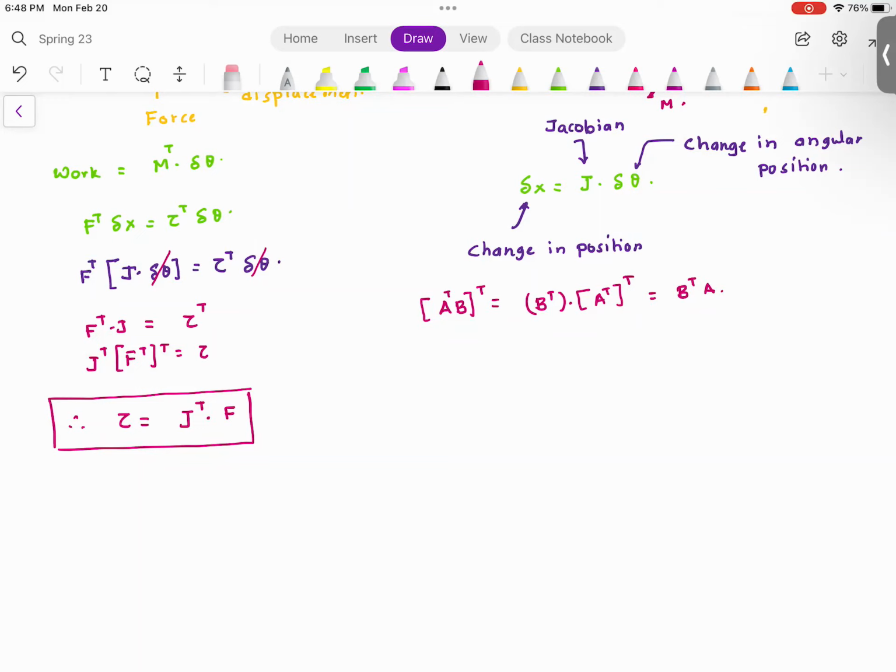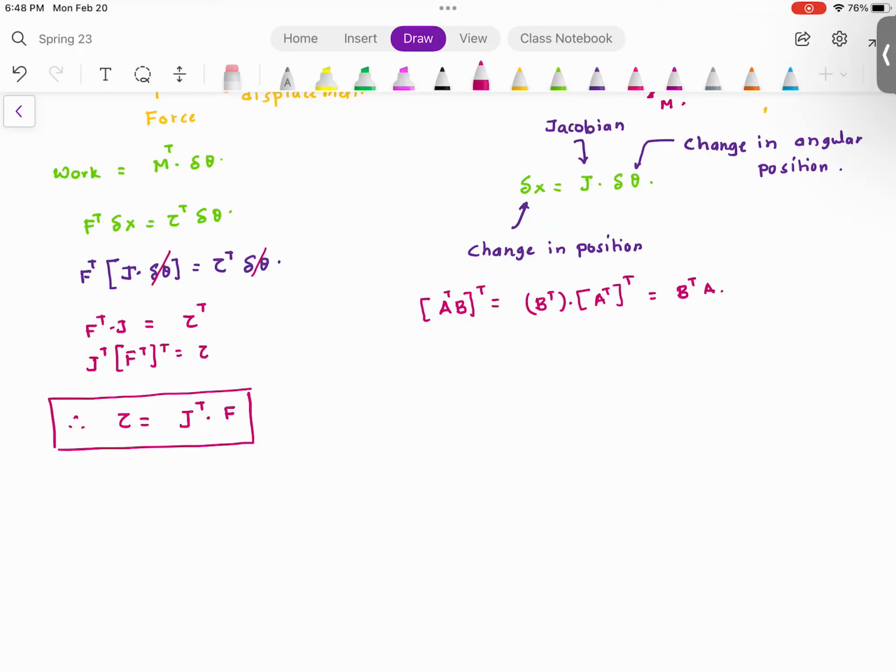What is the practical application? Imagine you have a robot arm, okay? And on this robot arm, you attach an end effector. And that end effector is heavy. Imagine if you have free spinning motors, what would happen is, as soon as you attach the weight, the robot arm will drop down. Do you agree with me? So which means you need to hold that weight. How would you hold that weight?